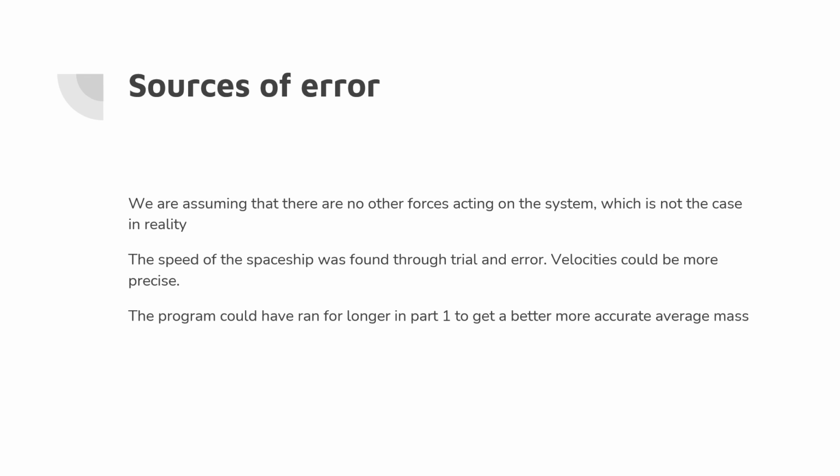The velocities could be more precise. This was done through trial and error, and then the program could have run longer in part 1 to get a more accurate average mass.